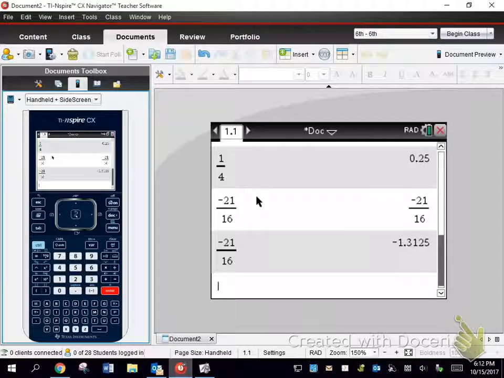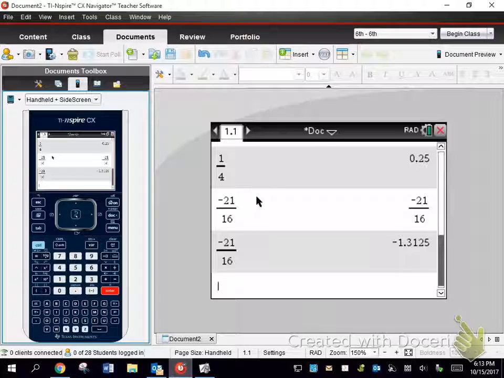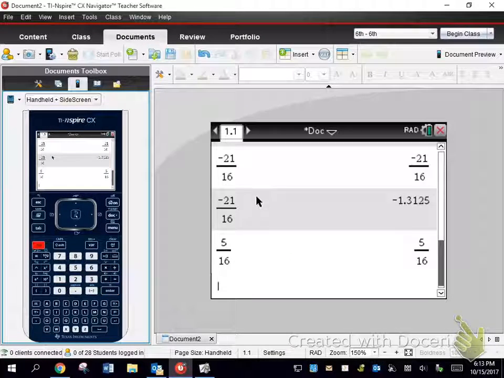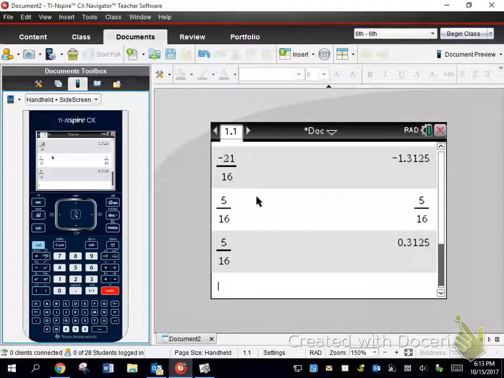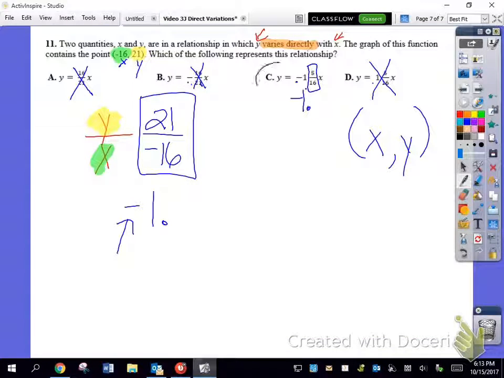Now look, it's 1 point something. This is less than 1 because 16 is smaller. This is negative 1 point. Look at the 5 divided by 16. Put that in your calculator. So 5 divided by 16, enter, and then do Control Enter, 0.3125. See? That matches. So that would be my answer, C. And that is direct variation.